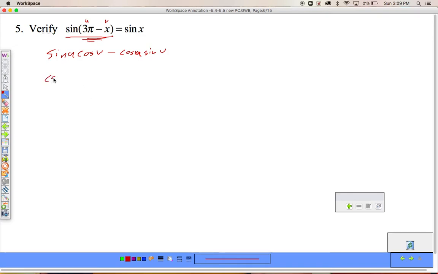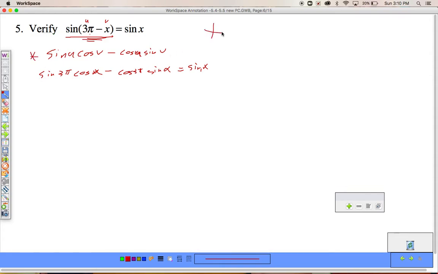So I'm going to plug in. I'm going to go to the sine of 3 pi, cosine of v, minus, make that an x, the cosine of 3 pi, sine of x equals the sine of x. That's where I'm going. So I plugged in my u and my v into my sum difference formula.